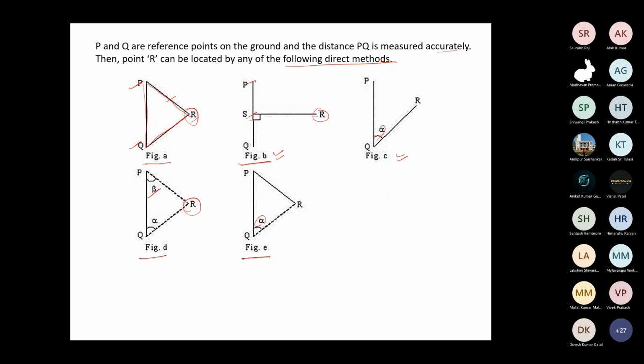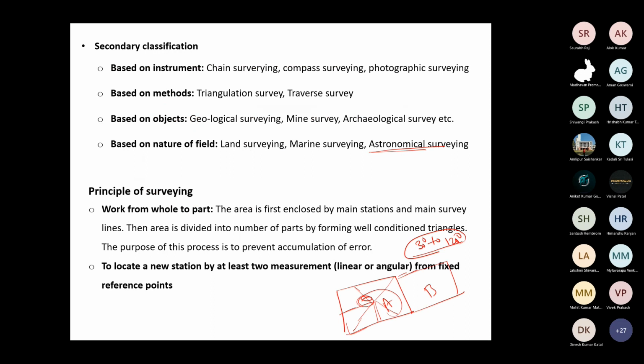So you see what is written there? The point R can be located by any of the following direct methods. So we should decide what to do, because in survey we will keep adding new points. So how will we measure them? That is why it is written in the last slide: to locate a new station by at least two measurements. It can be linear or angular from the fixed reference point, whatever our fixed reference point is in this slide.